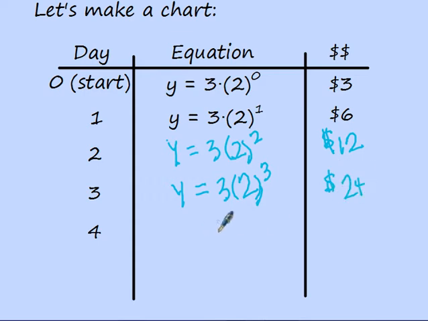I'm going to continue that pattern on and on and on. You can kind of see what's happening in my total column though, right? 3, 6, 12, 24, 48. I'm literally doubling my money every day that passes.